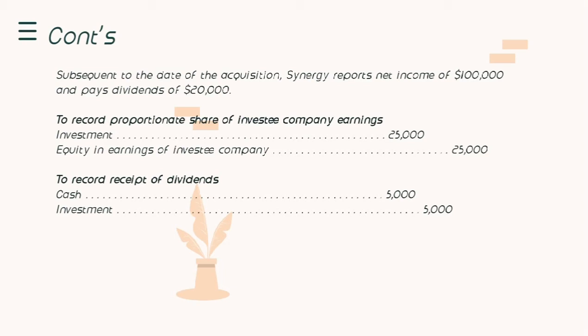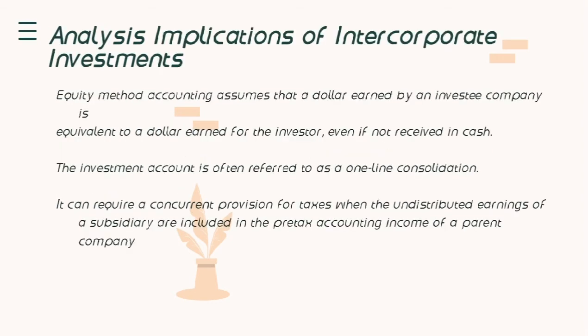And then we can also record the receipt of the dividend. It is 25% of the dividend: cash debited 5,000 and then investment credited 5,000. Global's earnings have increased by its proportionate share of the net income of Synergy. This income will be reported in the other income section of the income statement as it is treated similarly to interest income. Okay, now we are going to talk about the analysis implication of intercorporate investment.